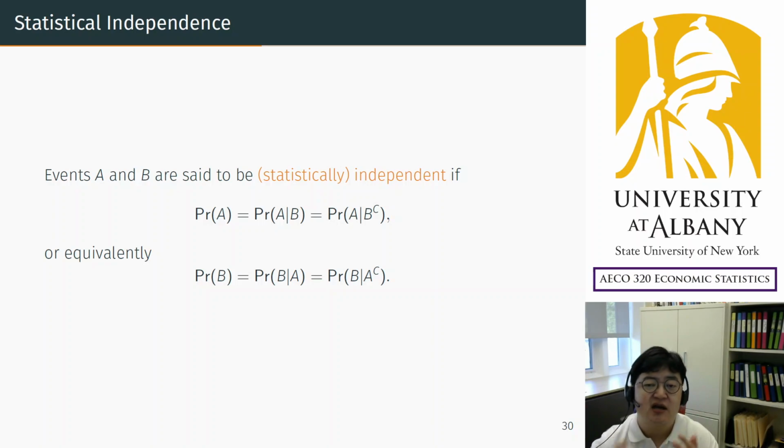Mathematically, that is equivalent to the opposite way: the probability of B does not change whether A happened or not. So they are equivalent. If A does not affect B, then vice versa, B does not affect A. In this case, we say these two events are independent, statistically independent. This is a super important assumption in statistics, independence.